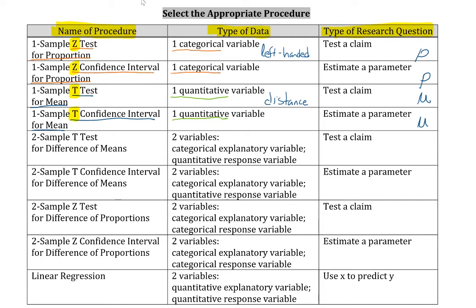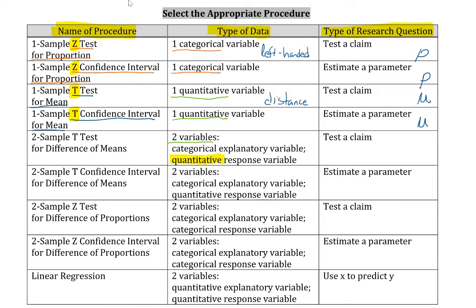Or we could be given two variables, a categorical explanatory variable and a quantitative response variable. Notice that your response variable, being quantitative, would be something about your mean. So if we were talking about people that work from home and people that work from their company office, these would be your categorical explanatory variables. And maybe your quantitative response variable would be the number of hours that they work.